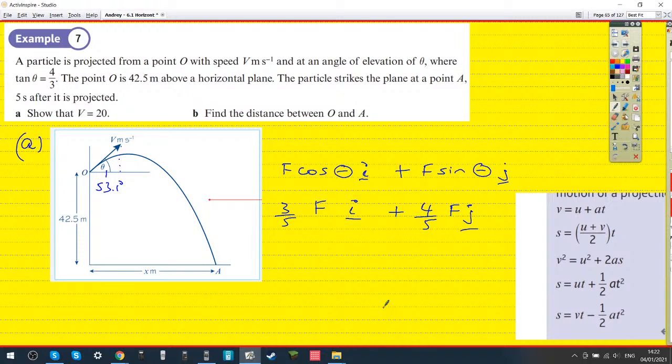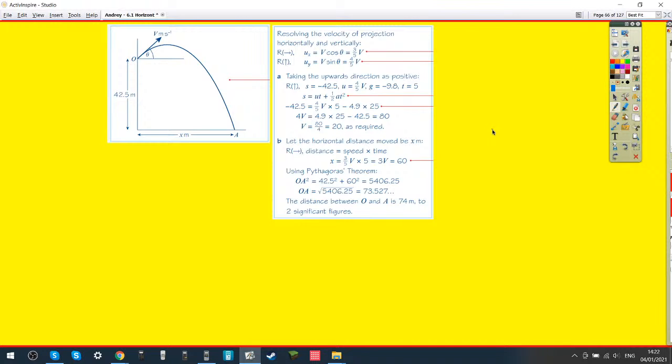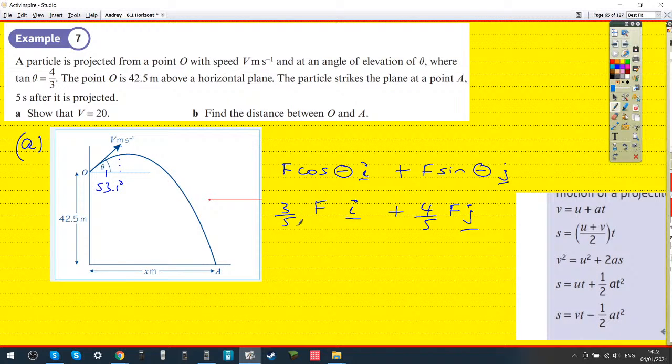And let's see. Method here. It's tricky. Okay. Let's resolve upwards. What do we get?